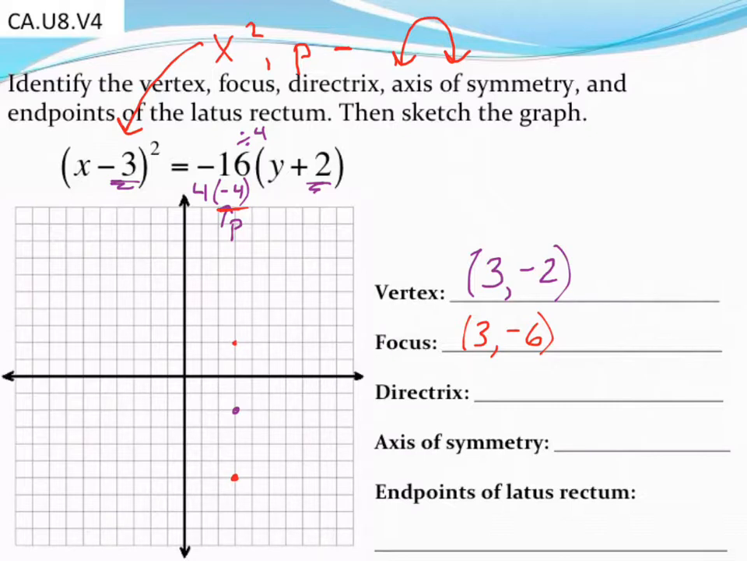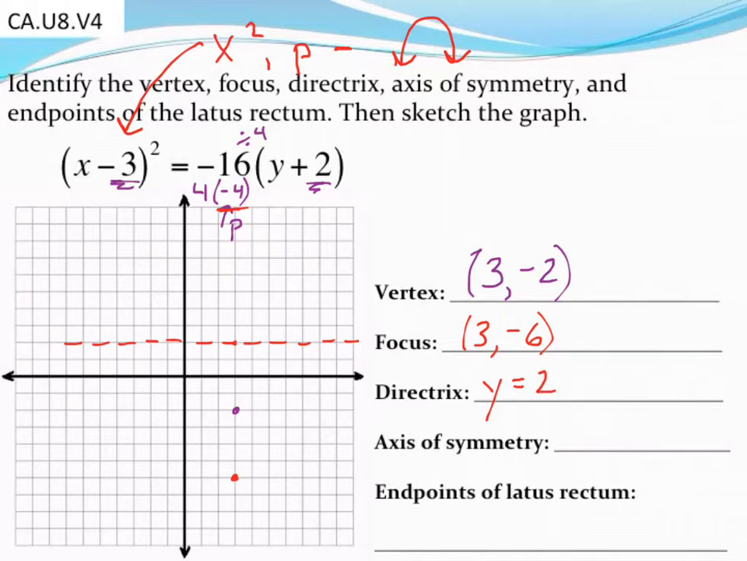I'm going to draw a horizontal line through there. The directrix is that line that the parabola tries to get away from. It wants to always be farther and farther away from that directrix. Okay, it's a horizontal line, so the equation of a horizontal line will always be y equals. And if I count that up, that is the line y equals 2.